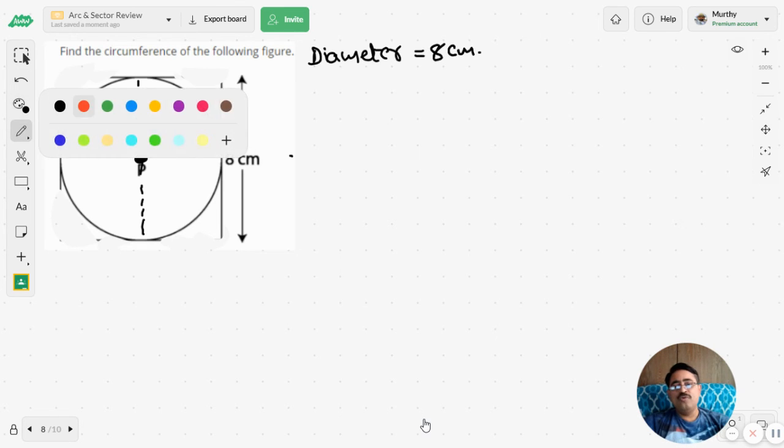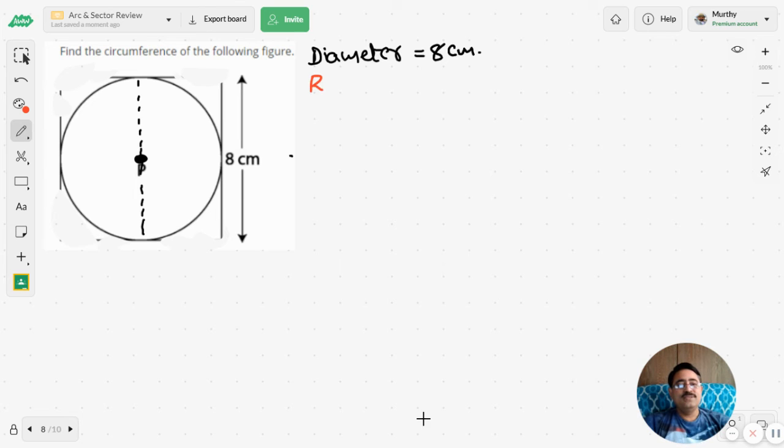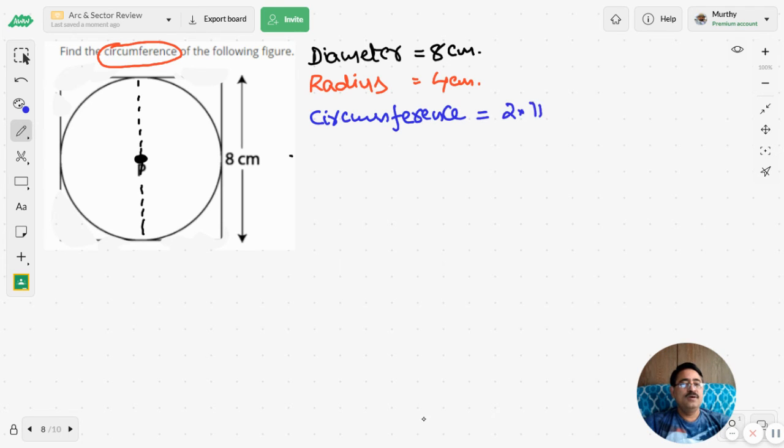Diameter equals, oops, it's not 10, it's 8 centimeters. Then the ground rule is always write what is the value of radius. Radius is half of the diameter, which is 4 centimeters. And the question is, what is the circumference? You know that the circumference formula is circumference equals 2 times pi times radius.